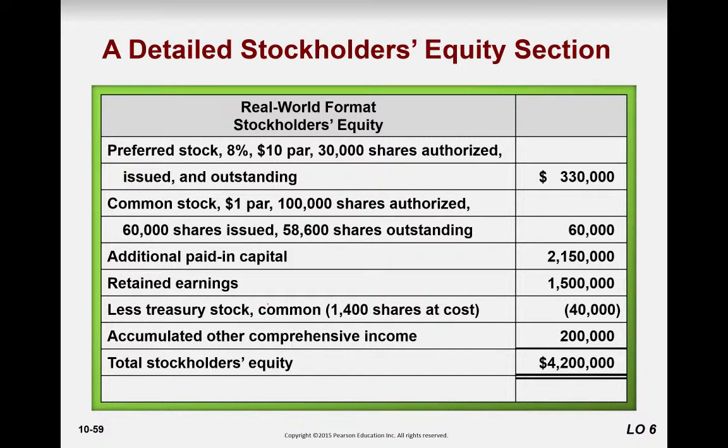And lastly, what we have is now a more detailed stockholders' equity section. You see preferred stock listed first, the percentage and the par value. You see your common stock par value. Notice how many shares are authorized, issued, and outstanding. Here's your additional paid-in capital and your retained earnings, and here's your less, reducing it by your treasury stock to get to your total stockholders' equity. This concludes our lectures for Chapter 10.